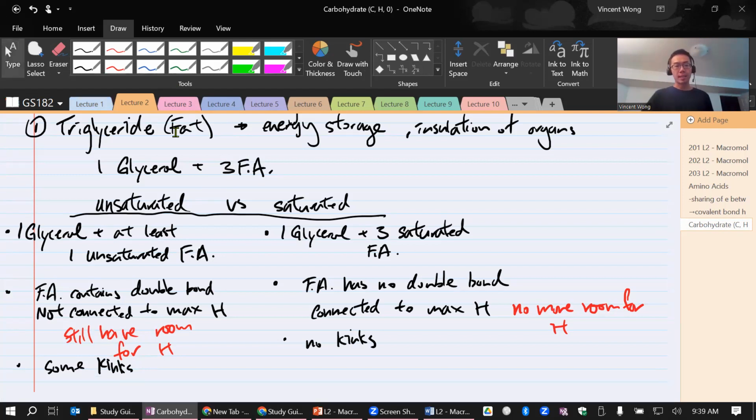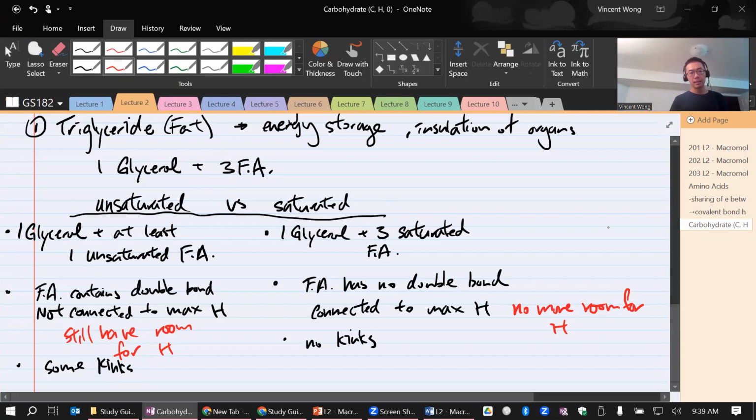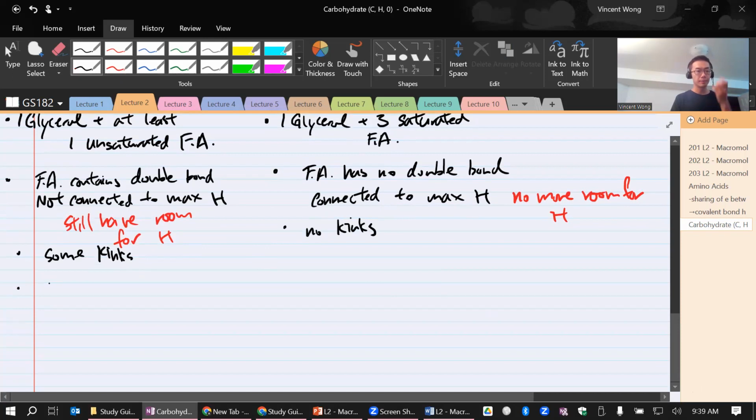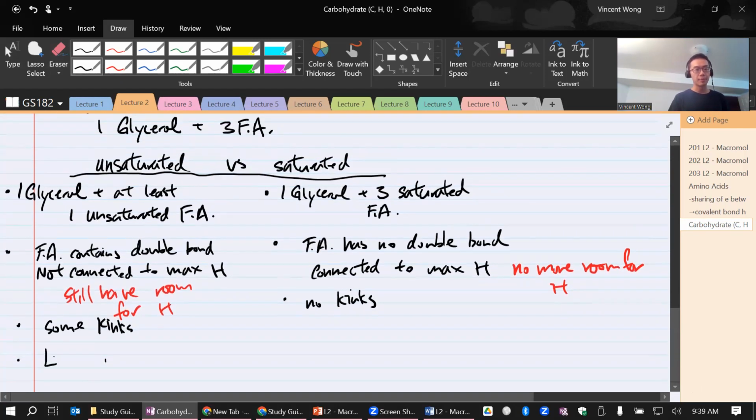All right. So that's that. Other things to know. This is solid. Oh no, sorry, this is unsaturated, right? Unsaturated, so this is liquid at room temperature, and this is solid at room temperature, right?